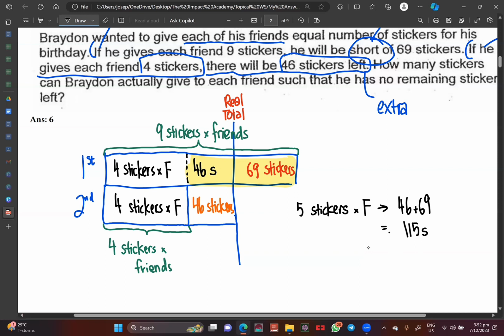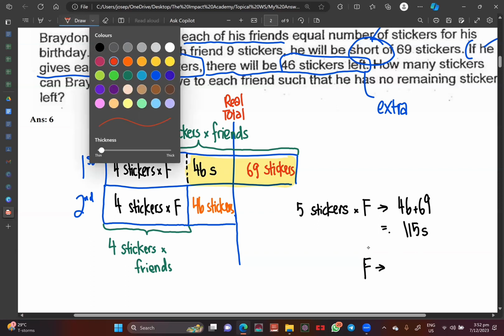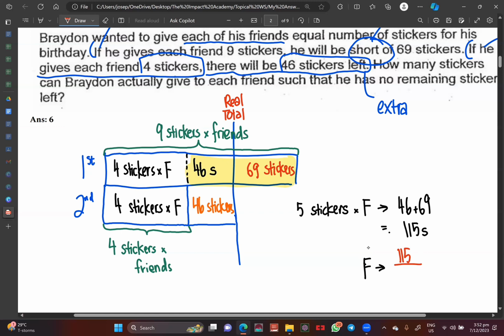So what I'm going to do is I'm going to find friend. How many friends does this person have? How do I do that? If I want to find friend, it means that I'm going to do 115 divided by 5. Why? Because if I want friend, I want to remove away the stickers. Agree or disagree?